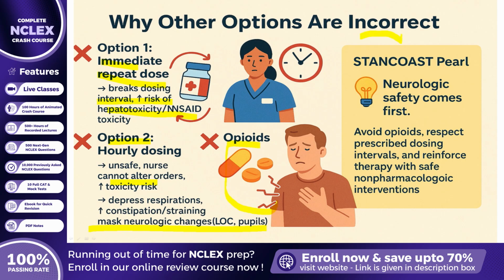Here is a high-yield pearl to remember. Neurologic safety always comes first. When managing pain in clients with cerebral aneurysm, avoid opioids, respect minimum dosing intervals, and combine pharmacologic therapy with safe non-pharmacologic interventions to optimize comfort while ensuring accurate neurologic monitoring.